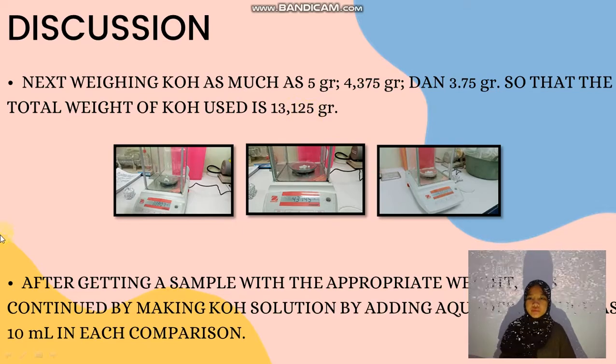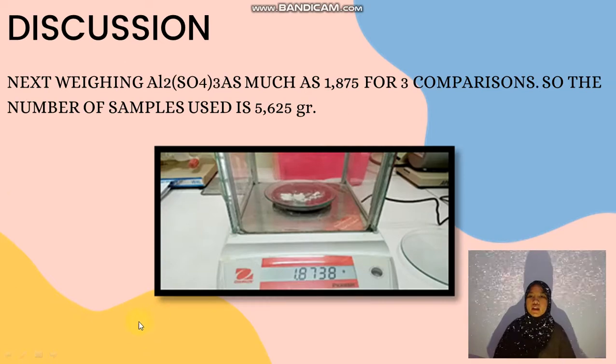13.125 grams. After getting a sample with the appropriate weight, it is continued by making the KOH solution by adding aqueous as much as 10 ml in each comparison. Next, weigh Al2(SO4)3 as much as 1.875 grams for 3 comparisons, so the total sample used is 5.625 grams.